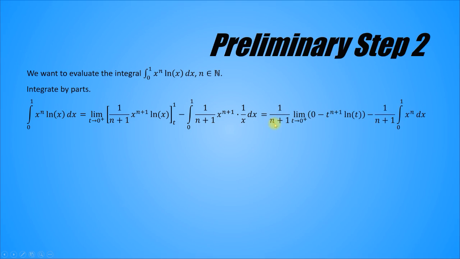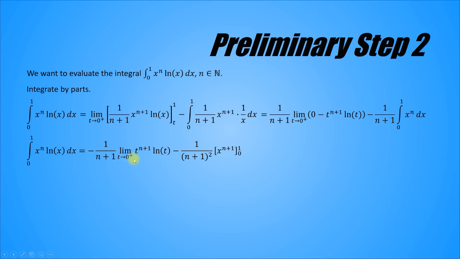Here I've pulled the 1 over n plus 1 outside of the bracket, and I've evaluated the bracket to get 0 minus t to the n plus 1 ln of t. And in this step, I've dropped this 0 and I pulled this negative sign all the way to the left. And over here, I've integrated x to the n to get x to the n plus 1 over n plus 1. And we already had an n plus 1 there, so now that's n plus 1 squared.